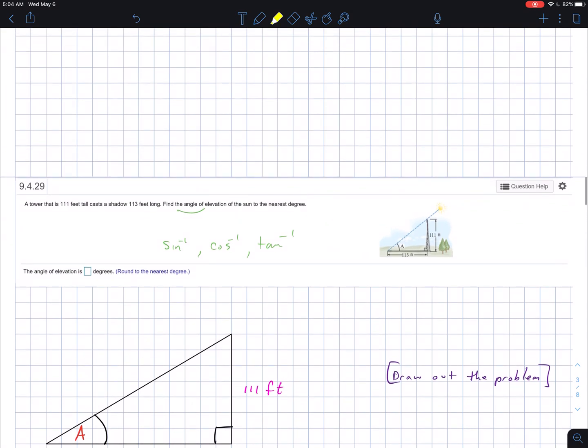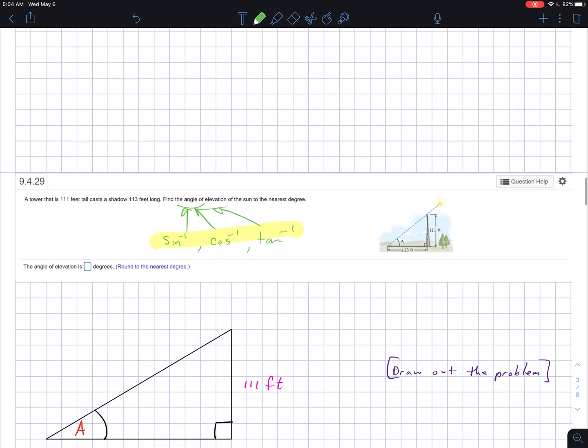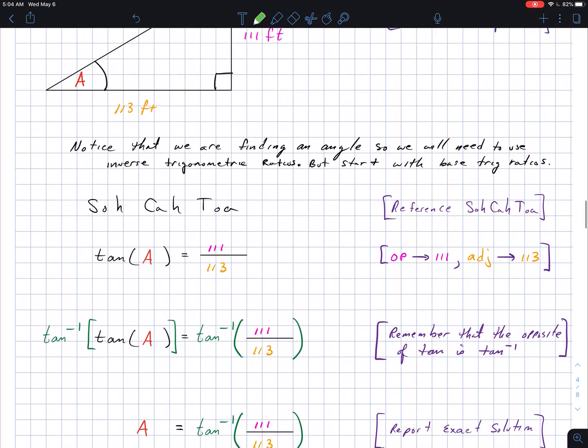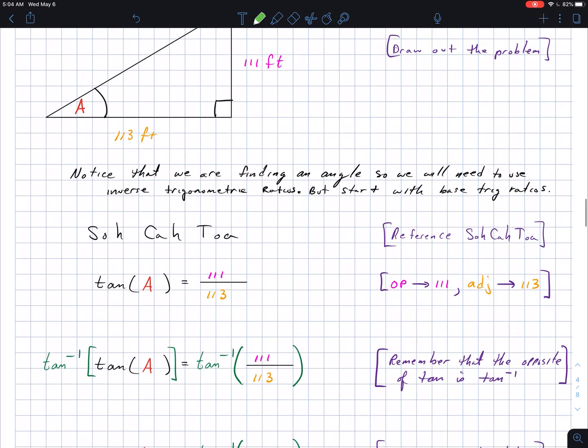So I'm just going to make a little note here that this helps you find angles. Okay? So now we know which one to use because we have two legs. That's obviously tan.